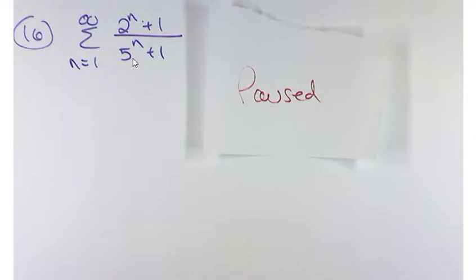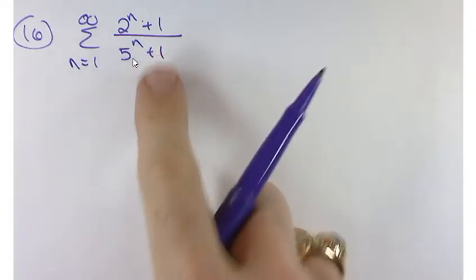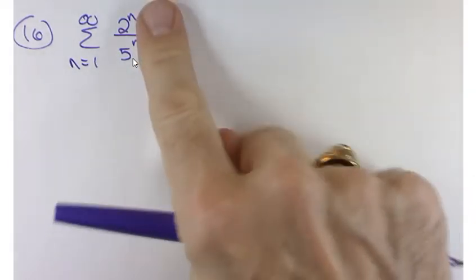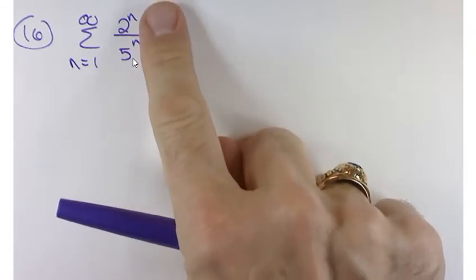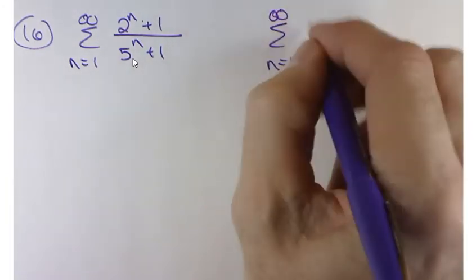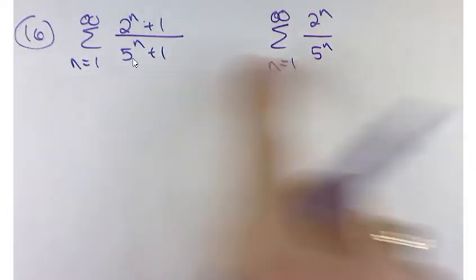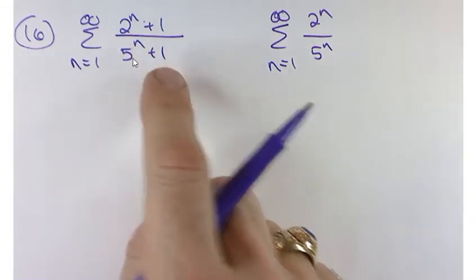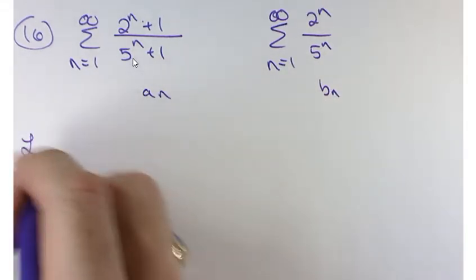Just a token step or two, just to keep your instructor happy. Okay, so the series of choice for this one, at least as far as my money is concerned, is this one right here: 2 to the n over 5 to the n. The nice thing about that one is that it's a convergent geometric series, the sum from n equals 1 to infinity of 2 to the n over 5 to the n. So if our limit converges, then this one will converge by the limit comparison test. So a sub n here, b sub n here.